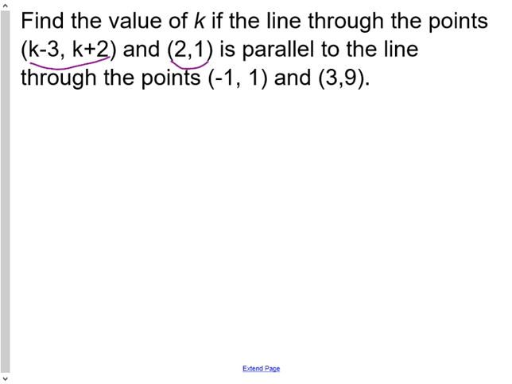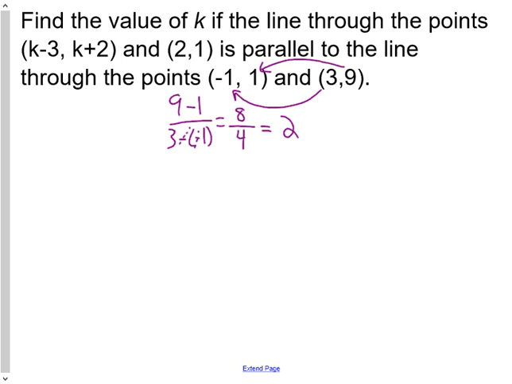So what we're going to do is, if it's parallel, we're finding slope, right? So 9 minus 1 over 3 minus negative 1. And because it's parallel, we should find the slopes are equal, right? So once we simplify here, 9 minus 1 is 8. 3 minus a negative 1 is 3 plus 1 is 4. Gives us a slope of 2. 2 should equal the slope when we slope these 2 points.